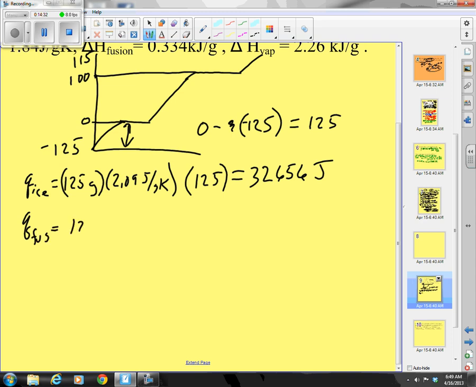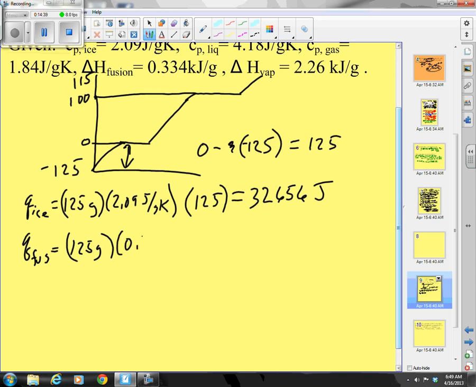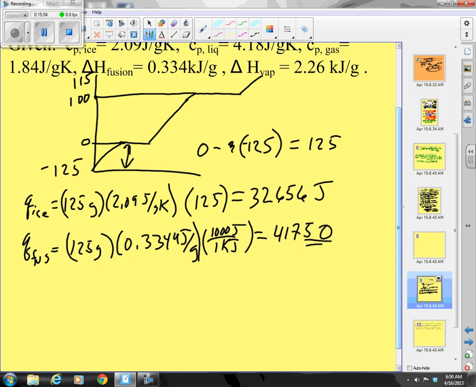Cool. Now, what is my Q of fusion? Well, what's my mass? 125 grams. What's my delta H fusion? Let's look up here. 0.334 kilojoules per gram. Let's go ahead and convert this to joules right now, so 1,000 joules per 1 kilojoule. So I have 125 times 0.334 times 1,000, and I get 41750. 3 sig figs out of that, so those guys are not significant.